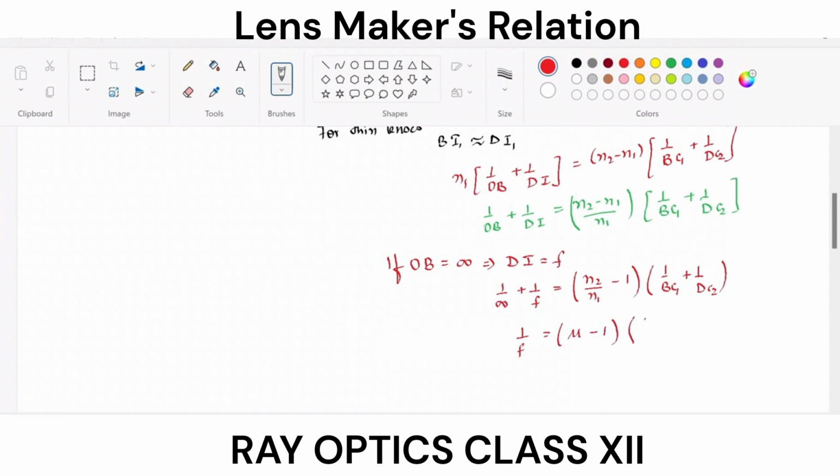And what is 1 by BC1? 1 by R1 minus 1 by R2. Why minus? Because DC2 is curved on the left hand side. Very important expression. This is called our Lensmaker's relation.